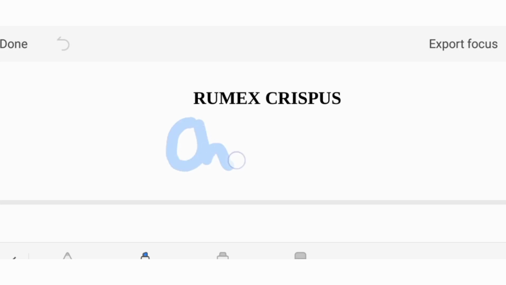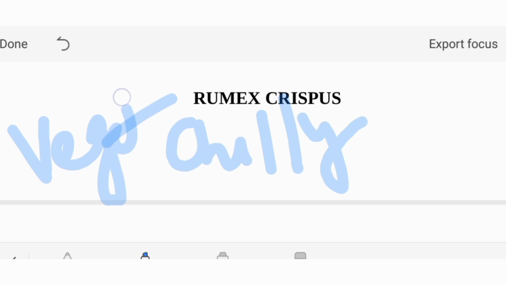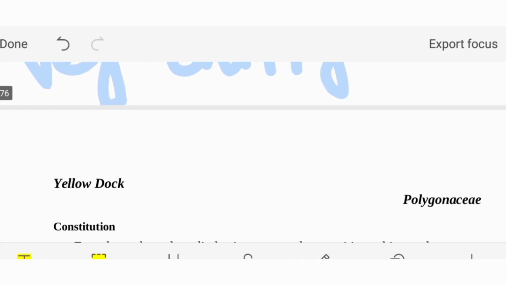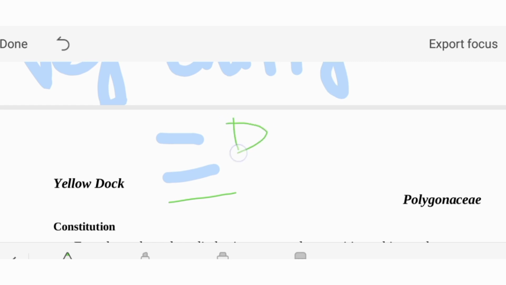Clinical practice. Before we start Rumex, we should know what type of patient Rumex is. It is a chilly patient, and it comes from which family? The vegetable kingdom, and its common name is yellow dock. Therapeutically, where do we use Rumex? Mainly 3 points we should always remember.